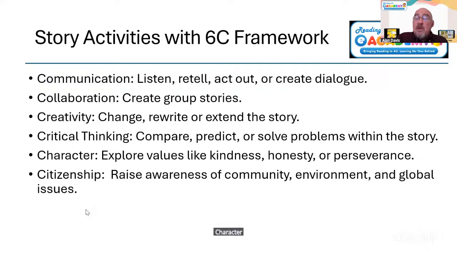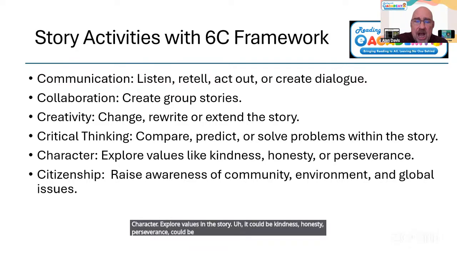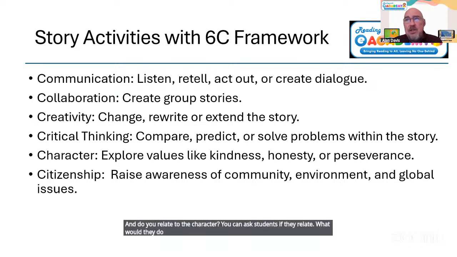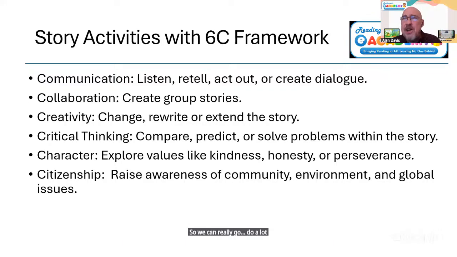Character, explore values in the story. It could be kindness, honesty, perseverance, overcoming challenges, all kinds of things that happen within a story. And do you relate to the character? You can ask students if they relate. What would they do, again, in this situation? So we can really do a lot of character development by looking at stories and the good or the not so good actions that the character carries out.